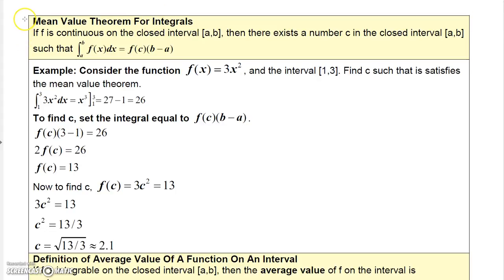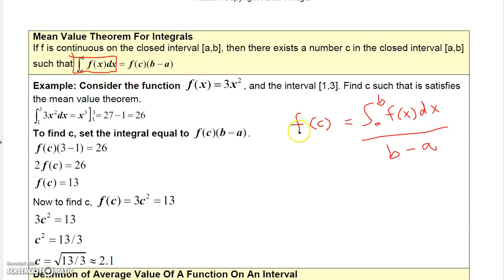Okay, there's a couple of things we can talk about with integrals. One is the mean value theorem for integrals. And basically, here's what it says. It says if f is continuous on a closed interval, then there exists a number c in the closed interval such that the integral of f of x dx is equal to f of c times b minus a.